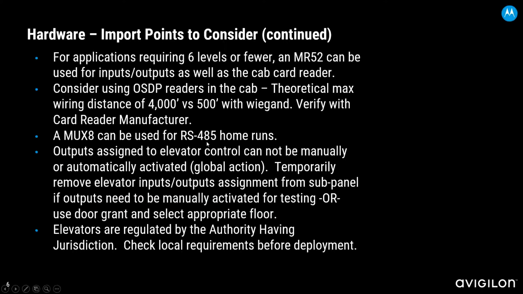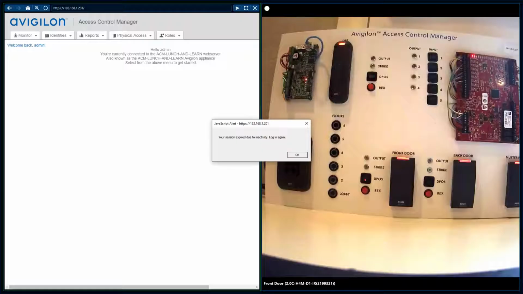Now, some other things to consider, I mentioned before, applications that require 6 levels or fewer to be controlled. You could do an MR52. This is great too if you're going to do elevator control with feedback, because you've got your outputs and your inputs all on one board. So it's going to save you space and save you money. So don't forget about that MR52. Also, you could use one of the reader ports for your elevator cab.